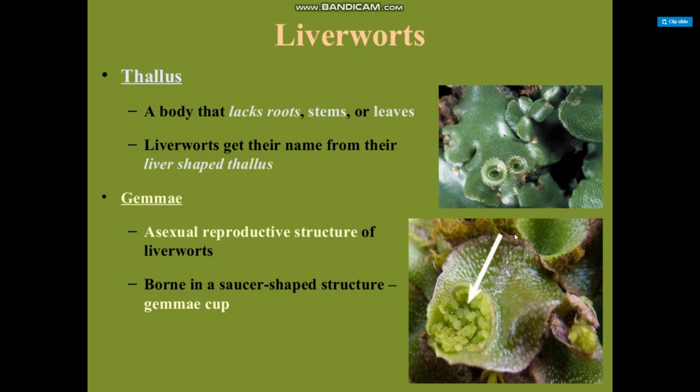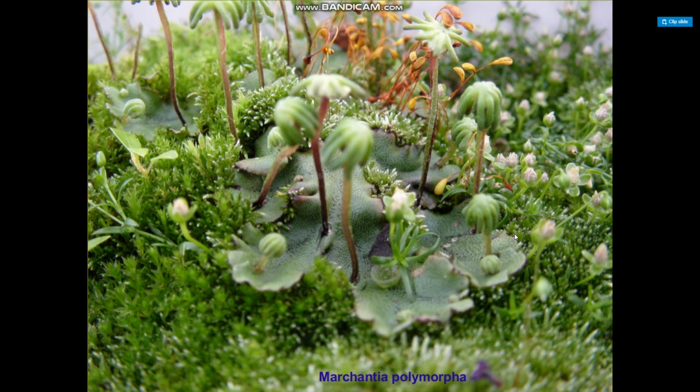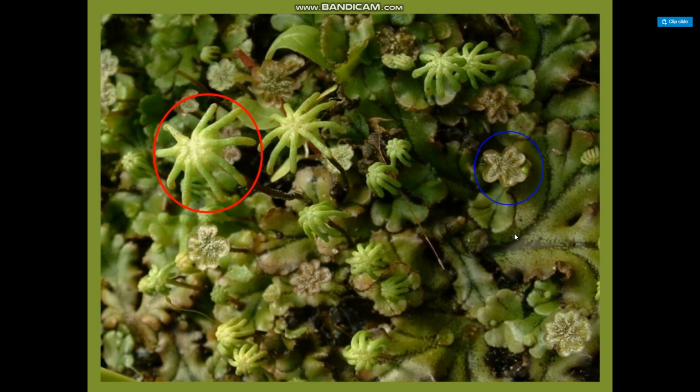Liverworts have a thallus body that lacks roots, stems, and leaves. Liverworts get their name from their liver-shaped thallus. Asexual reproduction structures of liverworts, gemmae, are borne in a saucer-shaped structure called a gemma cup. This figure shows the stages of Marchantia polymorpha.